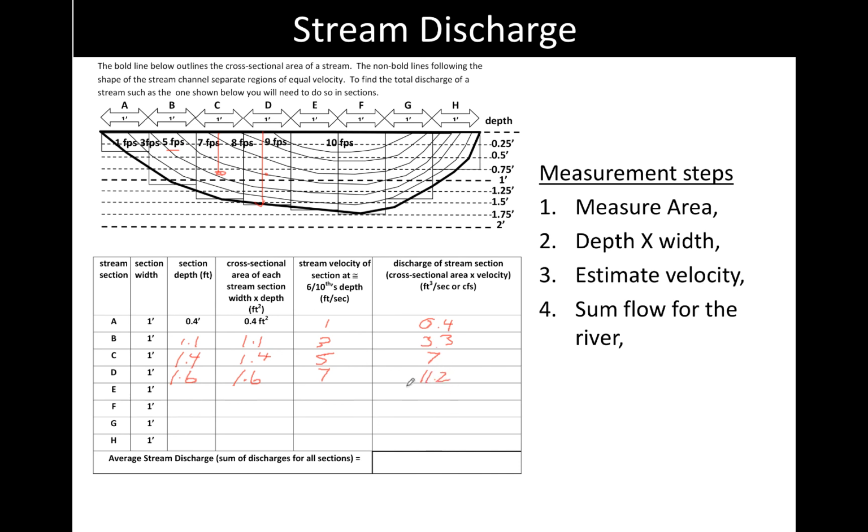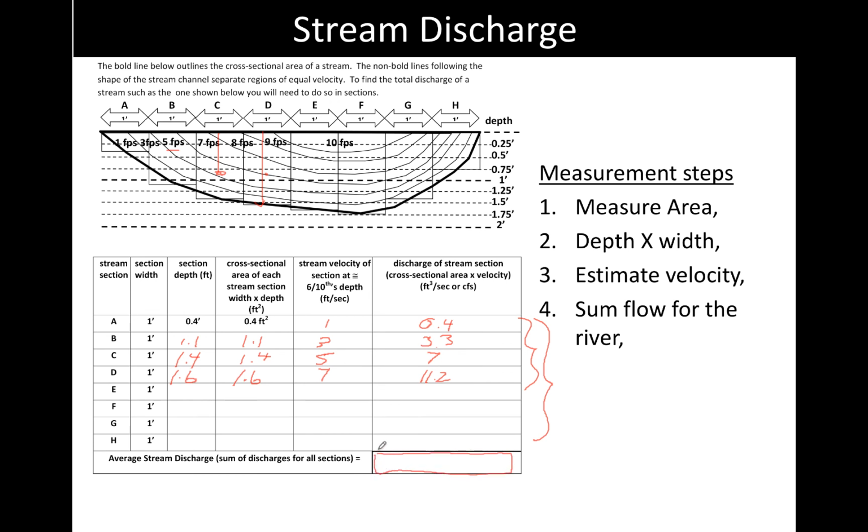Okay, and then if D was the end, we would just sum these guys up. So the total discharge would be 0.4 plus 3.3 plus 7 plus 11.2, which would be 21.9 cubic feet per second, right? That's just for these first 4 columns. So the remaining columns you need to finish up yourself. You want to add up all of them together and put the sum down here.